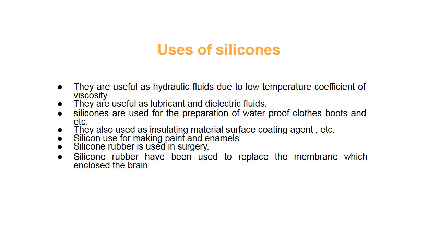Silicone is used for making paints and enamels. Silicone rubber is used in surgery. Silicone rubber has also been used to replace the membrane which encloses the brain.